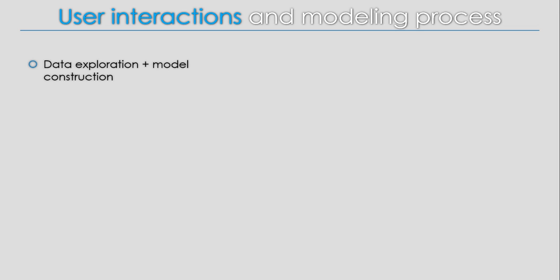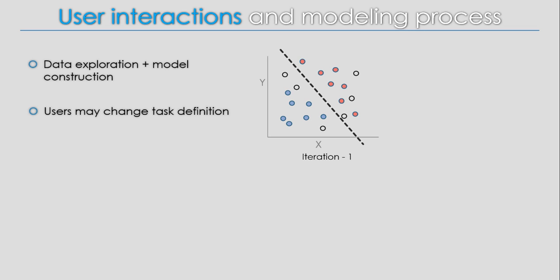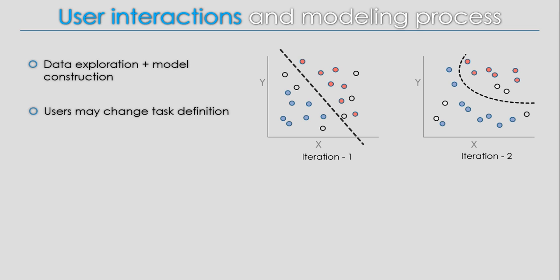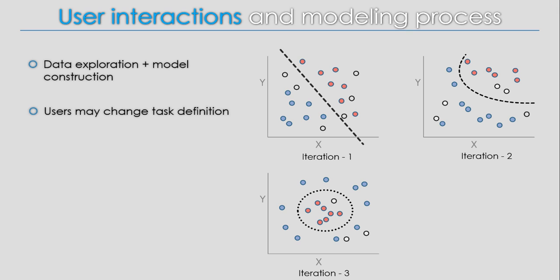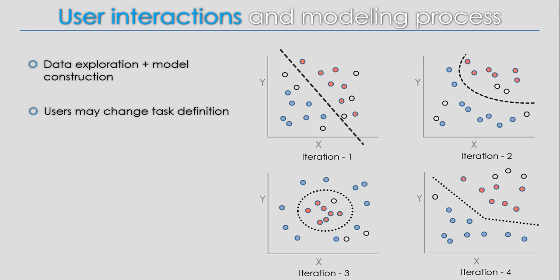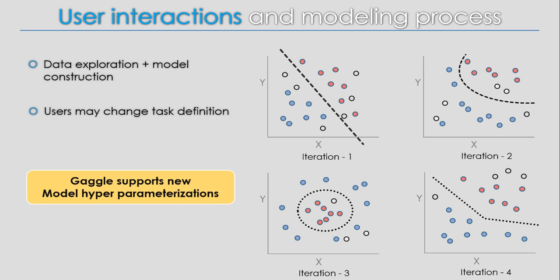This is challenging because in the course of data exploration, a user may change their task definition or learn new information about the data. In these cases, a user's feedback may be better modeled by a different model hyperparameterization compared to earlier in the task. For example, in an earlier iteration, a linear decision boundary might characterize the data. However, when new examples for classes are provided, the decision boundary might be better approximated using a polynomial or radial surface. In situations like this, Gaggle helps users by navigating the model space to find an optimal model without users having to learn model parameterizations or model metrics.